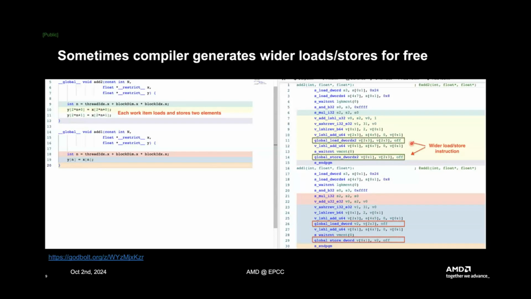So sometimes the compiler does some work for you for free. You just need to know that and how to look for that. You can use Godbolt for this. When you compile, you can use save-temps to get the ISA and look at the ISA for your kernels as well. ISA is nothing but assembly.